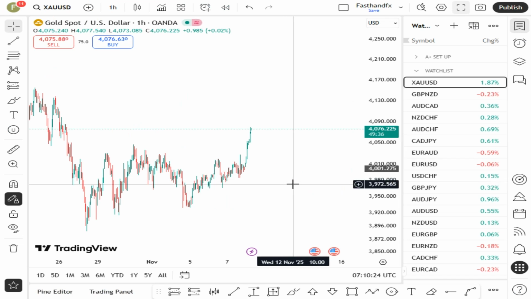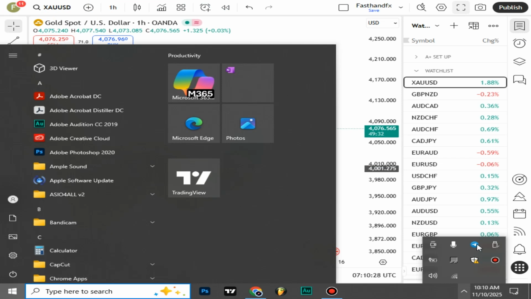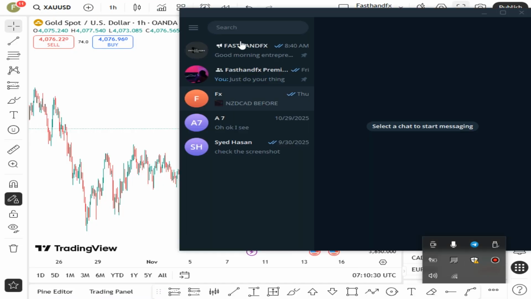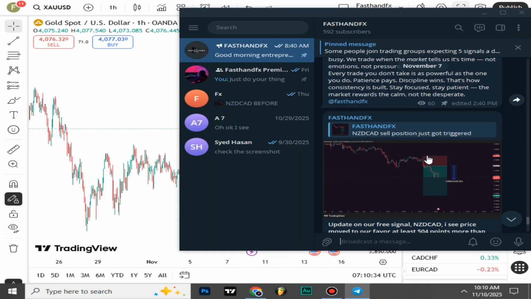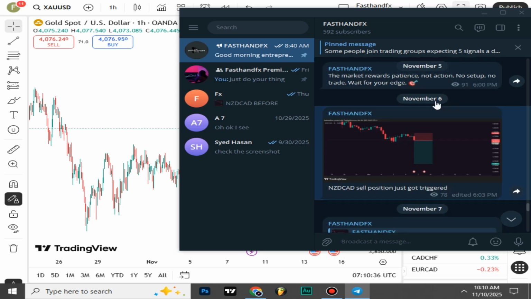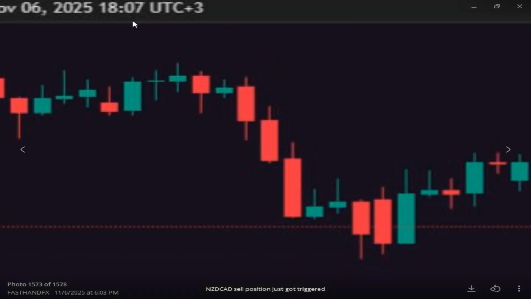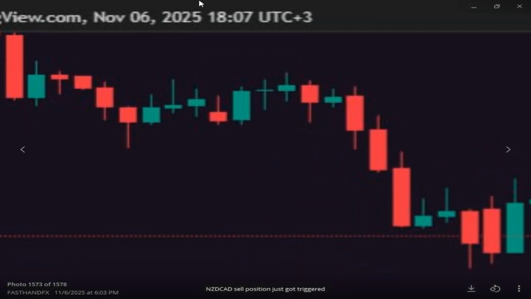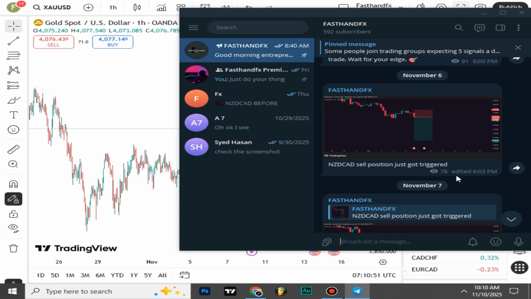But before we talk about GU, guys, let me show you something on our Telegram channel real quick. We had a good trade that I called out last week, Thursday, I believe. November 6th, right here. You guys can zoom in and see that this was called. That was on November 6th. And this is what I said: NZD CAD sell position just got triggered.